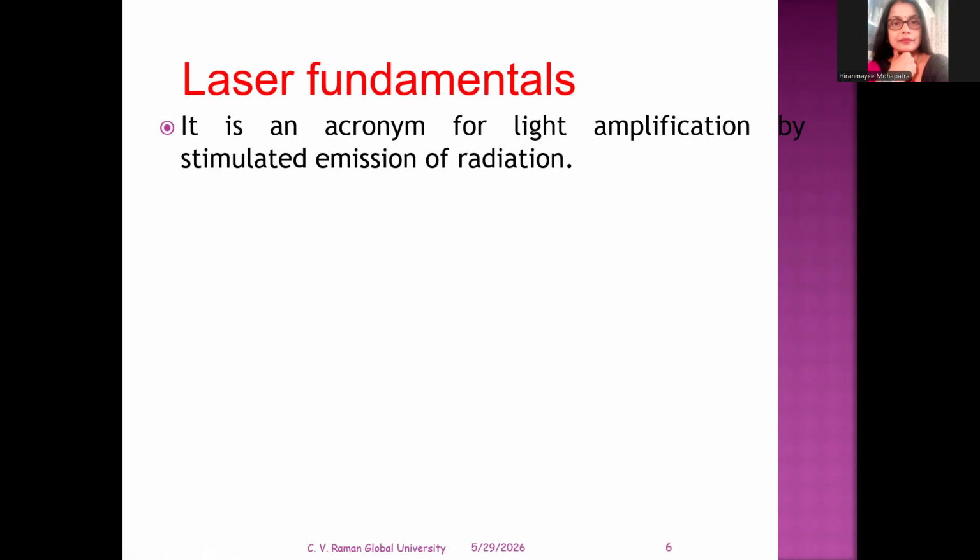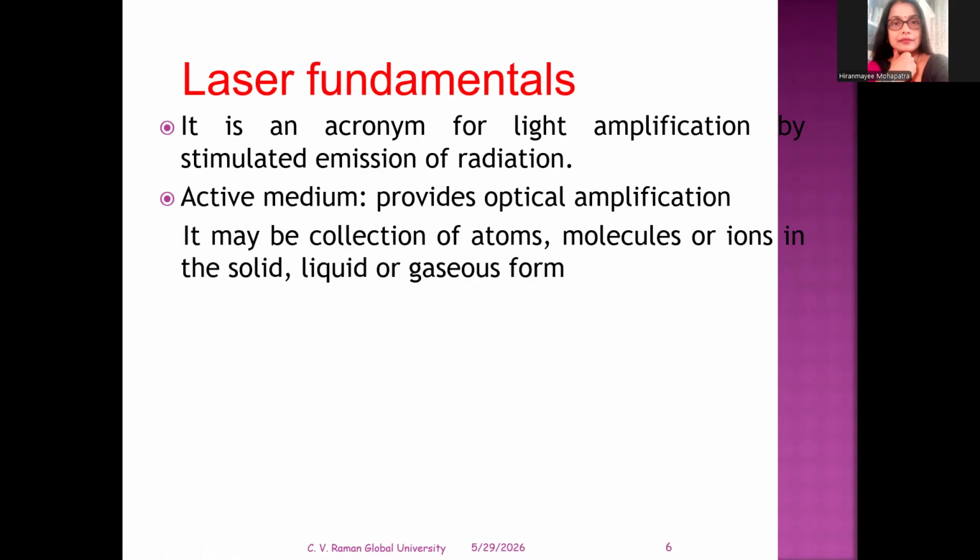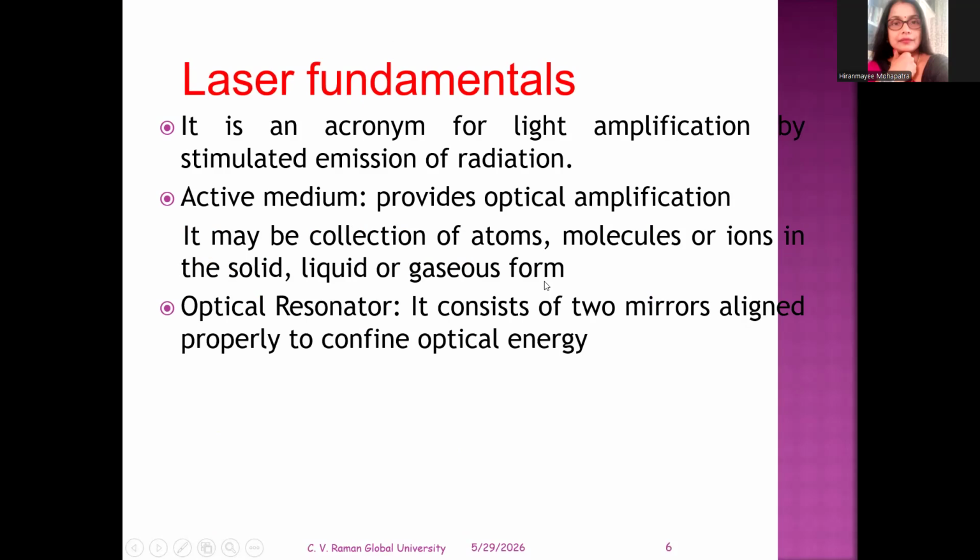Fundamental components of a laser. A laser system mainly consists of three parts. First one, active medium. Active medium provides optical amplification. It may contain atoms, molecules, or ions in solid or gaseous form. Examples include ruby laser, helium neon gas, semiconductor laser.